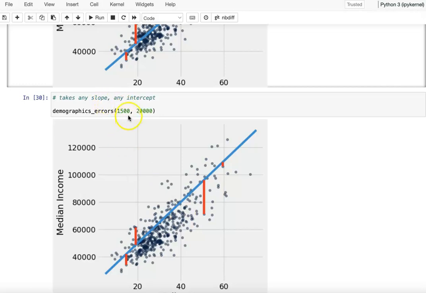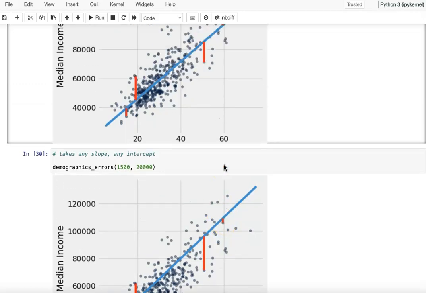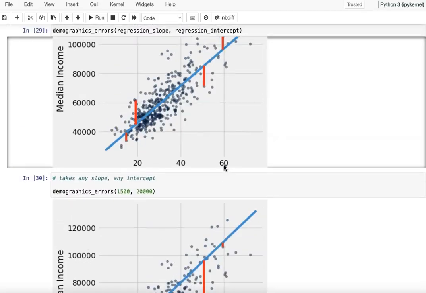We change our slope to 1500. Then the intercept is 20,000. So again, the same thing. You see, we show you, yeah, that's the error. Okay, so still from the visualization, we cannot see which one is better. Looks like this one has smaller error, but we are not sure.